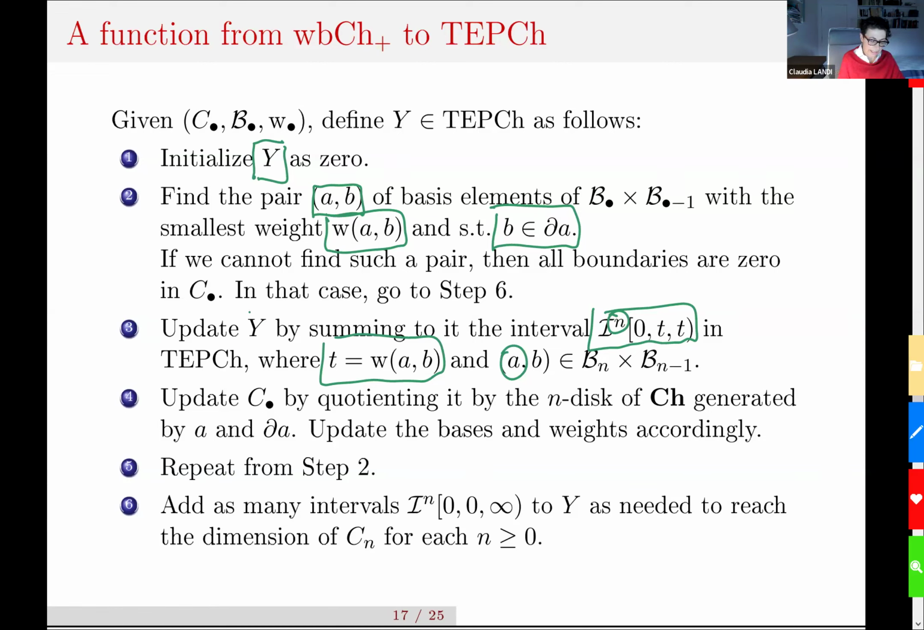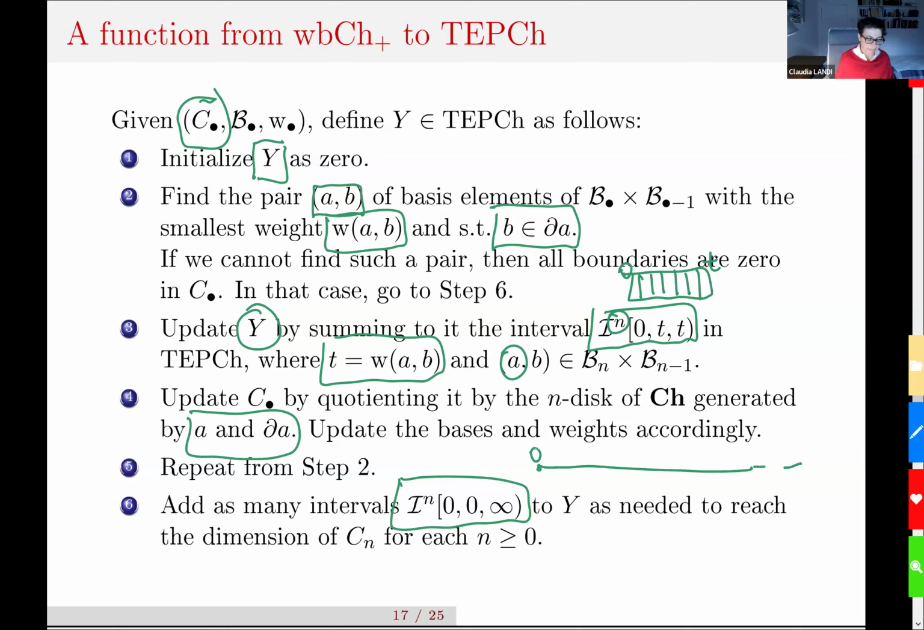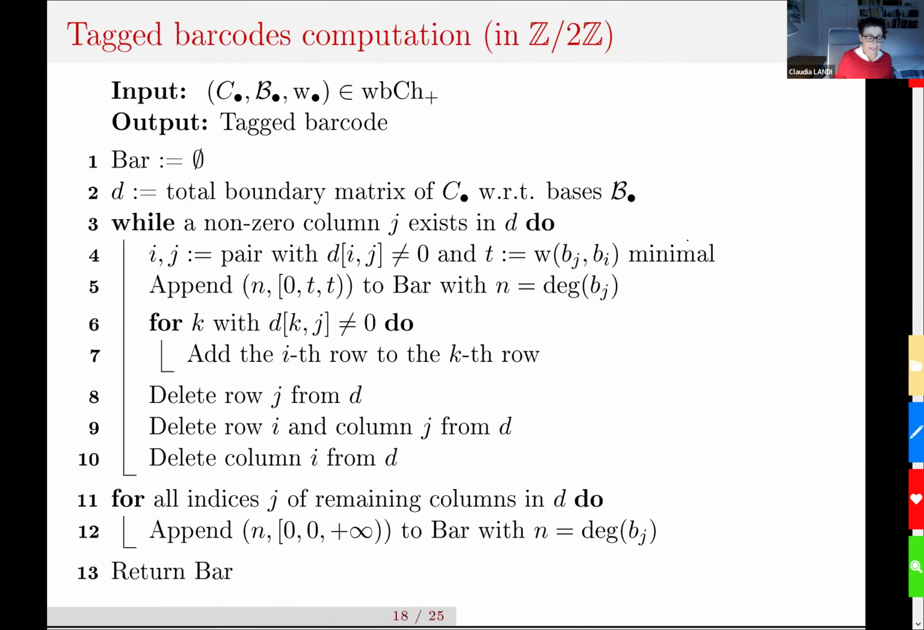Once we add such an interval to y, then we can update the original chain complex C by quotienting away the disk generated by A and the boundary of A. We need to update the basis and the weights accordingly, and we repeat until we remain without any non-trivial boundary. At that point, we just add as many intervals like this, from 0 to t. Now here we add all the intervals like this. And so basically at each step, we are quotienting out an object of this type, and this can be done easily, even algorithmically.